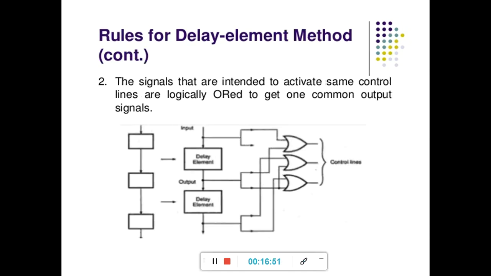And then number 2, the signals intended to activate the same control lines are logically ORed to get one common output. For example, in our class there are 33 students. We 33 are ORed into one single output, then only we can get a common output. So we can OR the inputs and get the single output. It is the rule number 2. At the time we should activate the control lines, then only we can get the ORed output as a single control line. Keep it in your mind.